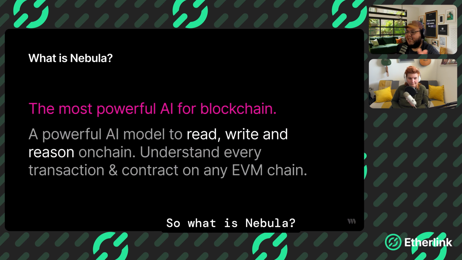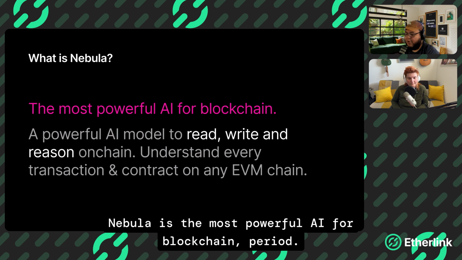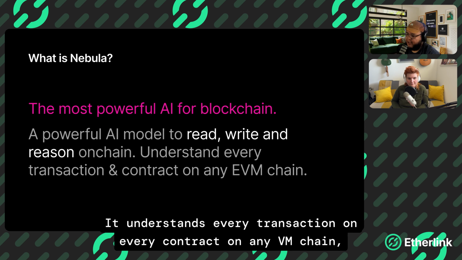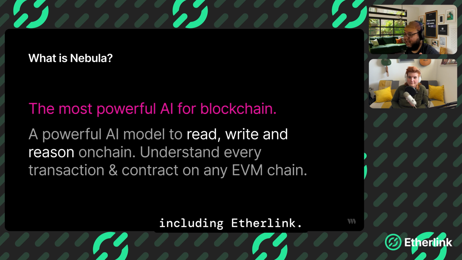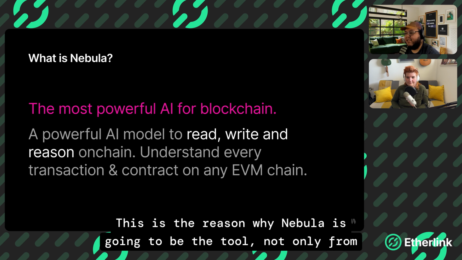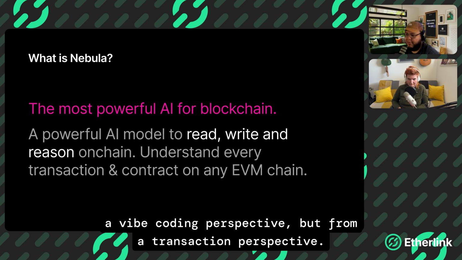So what is Nebula? Nebula is the most powerful AI for blockchain, period. It is the ability to read, write, and reason on chain. It understands every transaction on every contract on any EVM chain, including Etherlink. And that's what makes it so powerful. This is the reason why Nebula is going to be the tool, not only from a vibe coding perspective, but from a transaction perspective.